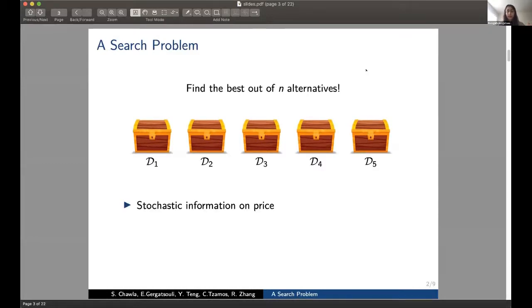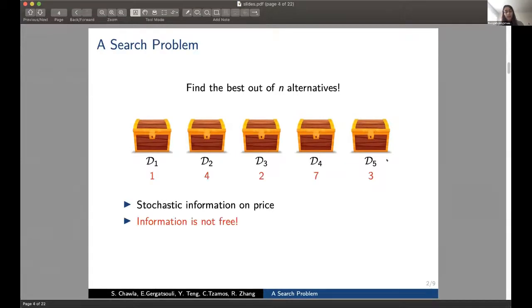So let's say we have n different boxes. These are our n alternatives, and each box has some price inside. We don't know the price, but we have some prior information, which is basically a distribution on this price. So these here are the distributions. So we have some stochastic information on the prices, and in order to find out the exact price, we have to pay something. So information is not free, basically. This is the time we spend searching, basically.